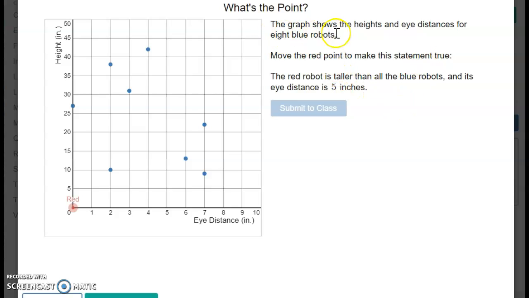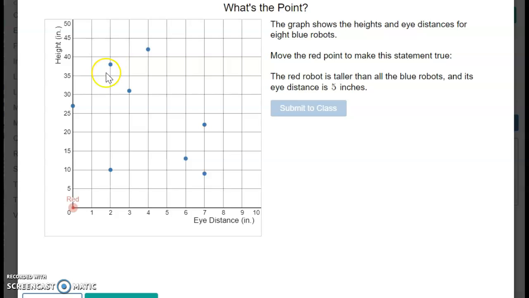Now this time the graph shows the height and eye distance of 8 blue robots. Move the red point to make the statement true. The red robot is taller than all the blue robots. So we have all these robots. For example, this robot has eye distance of 2 and height of 38.